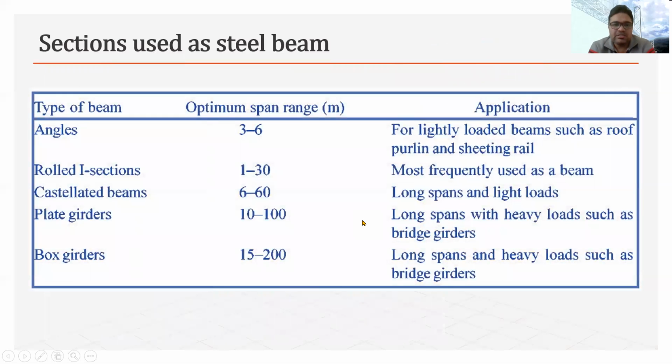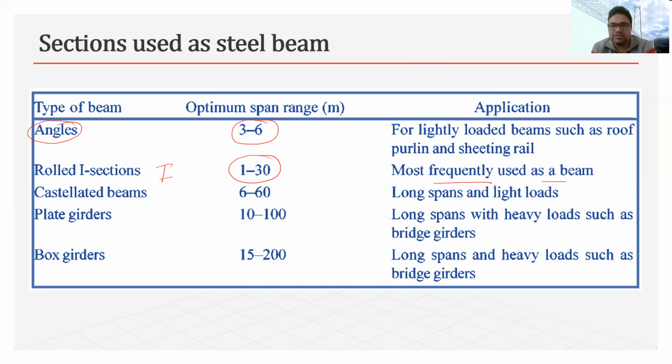Now in the table, you can see there are some ranges given for different types of section. Like I said, angles are generally not used as a beam, but if there is a requirement for light loading, the span of the angle can range up to 6 meters, but again it will be for very light loading. Similarly, for a rolled I section, the span can be up to 30 meters, and this is the most frequently used section.